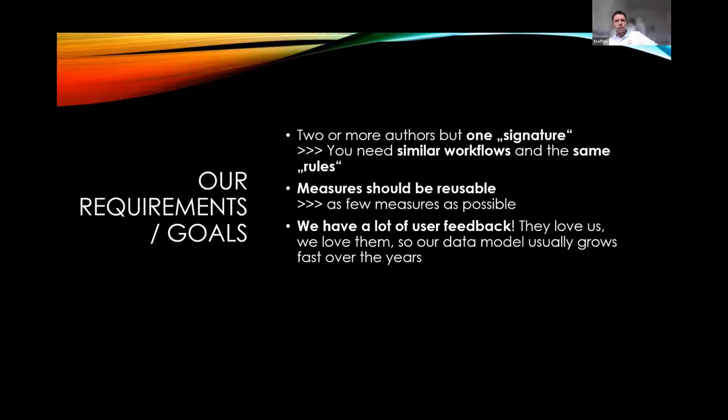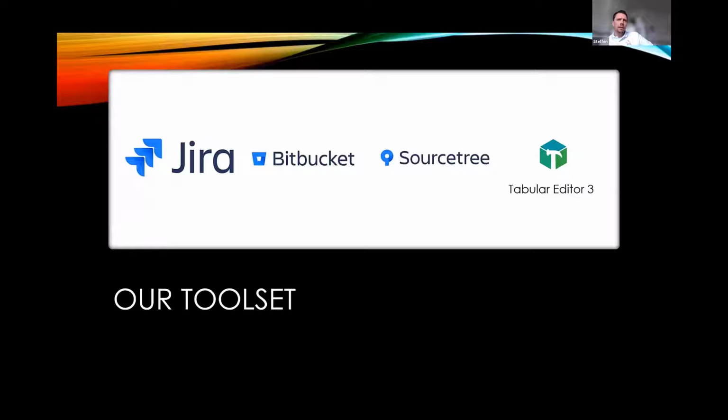Okay, now we want to show you our tool set. We mostly use Atlassian software in our company for all our developers. So we want to show our solution based on that. Jira is our ticket system. BITBUCKET is our Git repository. Source Tree is our Git client. And at last, Tabular Editor 3.